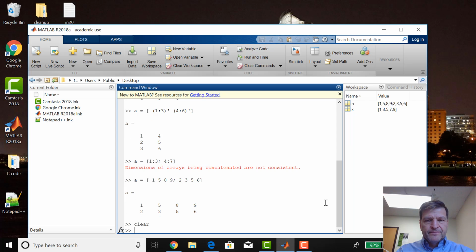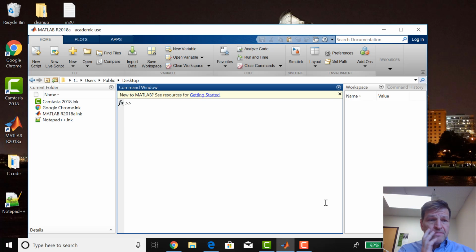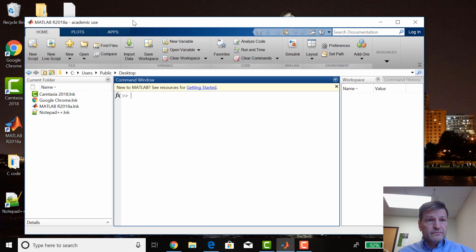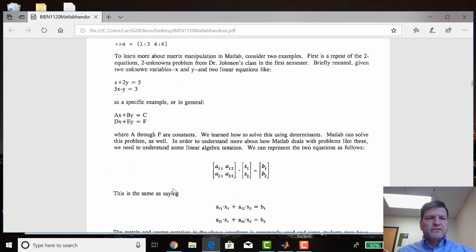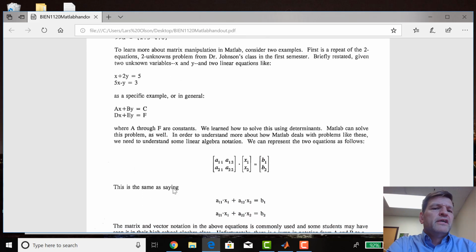Okay, so that's one part of it. I'm going to do clear, get it all done, clc, get that all done. And so now I'm going to go to the handout. The handout starts with a very, very simple two equations, two unknowns problem. Here are the two equations. x plus 2y is 5. 5x minus y is equal to 3. What's the solution? Well, it wouldn't take very long for you to just do back substitution, or I guess you could do singular value decomposition of a 2x2 matrix if you wanted to, and figure out the values of x and y.